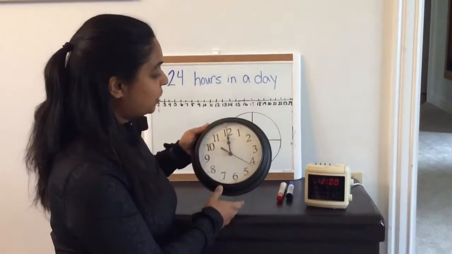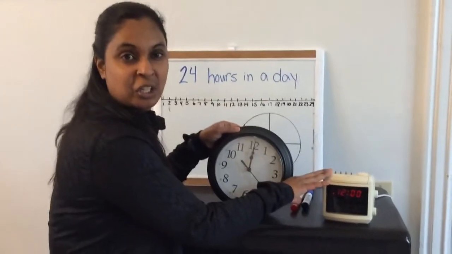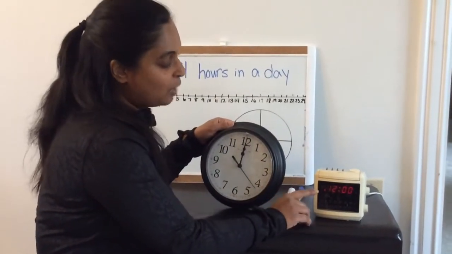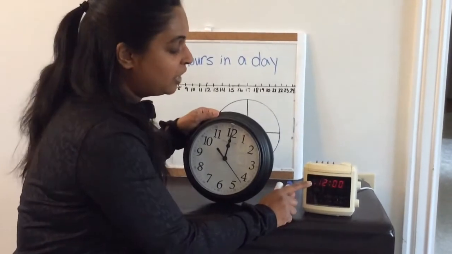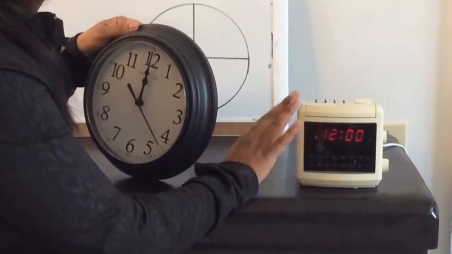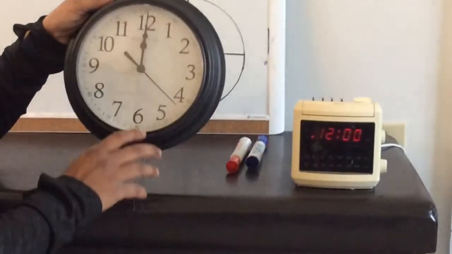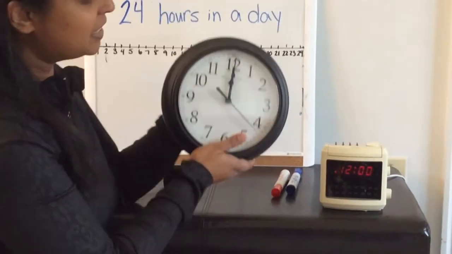So I have two kinds of clocks here. This one here we call a digital clock, and it tells us the time with numbers that light up and show us in digits what the time is. So right now on my digital clock I can see 12 o'clock. Now I also have 12 o'clock shown on this clock.